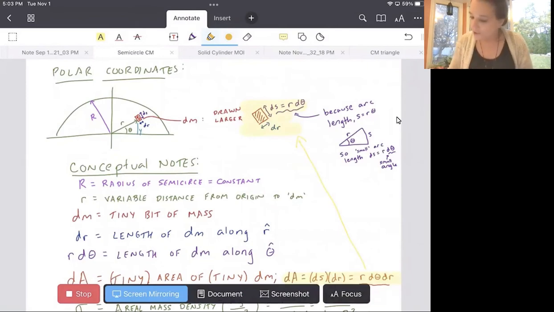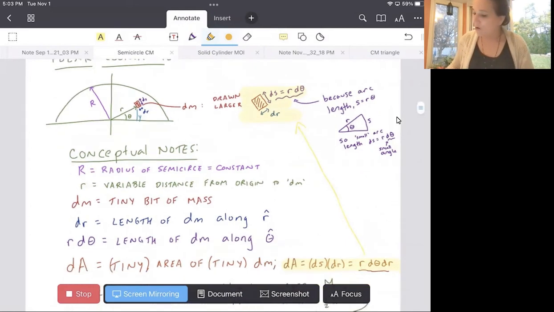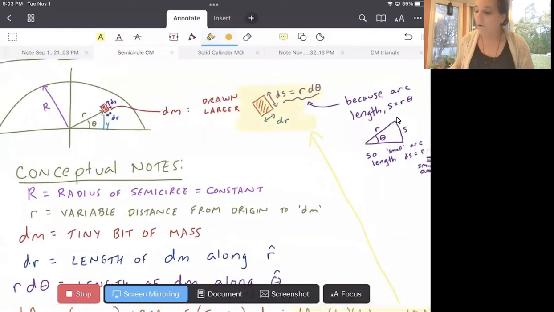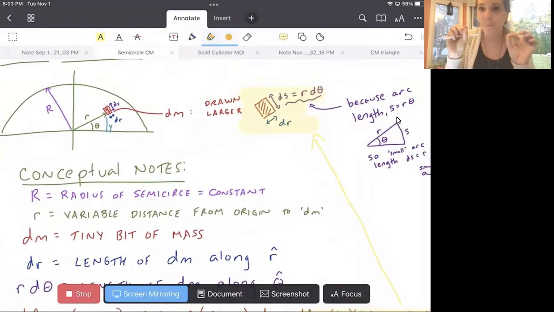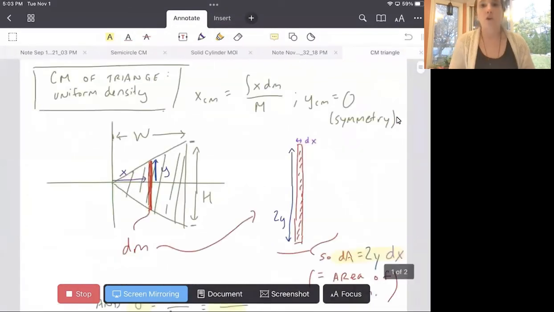And we took a tiny little bit of dm and we used what we know about polar coordinates to find the tiny little area of that tiny little dm. And so this walks us through all those steps. But again, it's all about finding your dm, finding the area of your dm, and then using the density function to relate those.